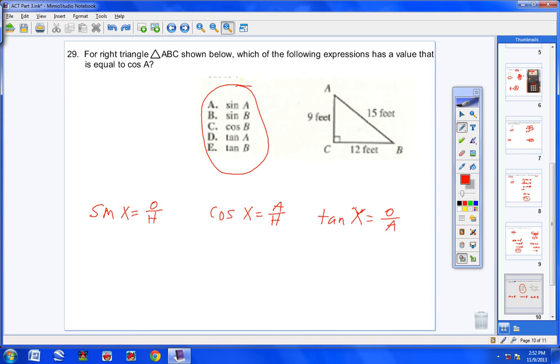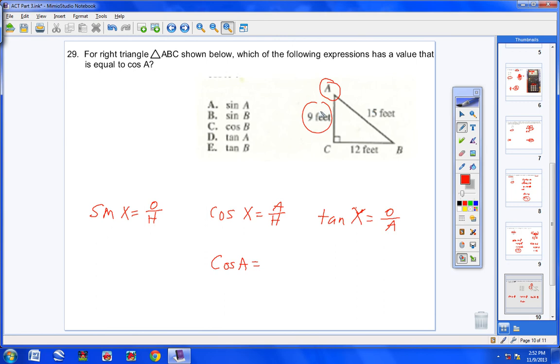So they're saying this. This is going to be hard. Now, once I show you how to do this, you're going to understand it, but it's not easy to see on your own, so pay attention, okay? Which of the following expressions right here has a value that's equal to cosine of A? Okay, well, cosine of A, here's A, so let's write this down here. Cosine of A equals adjacent, which is 9. This is my hypotenuse right here.